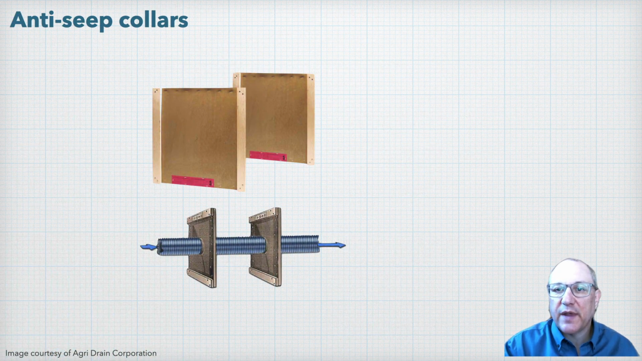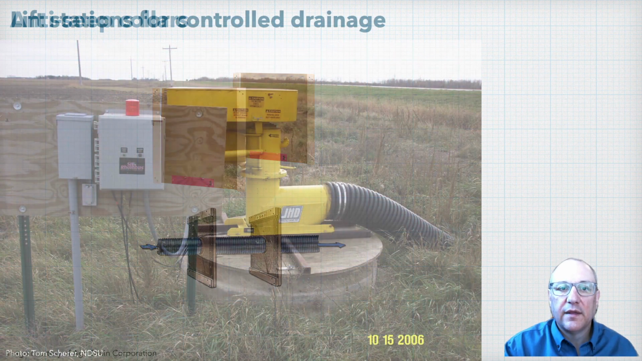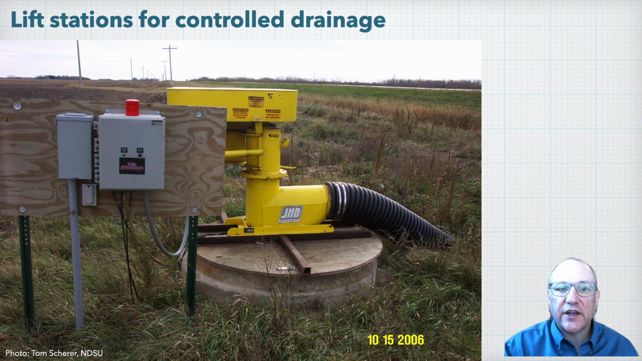Here's an example of some anti-seep collars used to prevent water flow along the pipe and through the freshly excavated soil in the trench until the soil is able to reconsolidate. In systems that use lift stations for their outlets, the lift stations function as the control structure, and controlled drainage is done through managing operation of the pump.